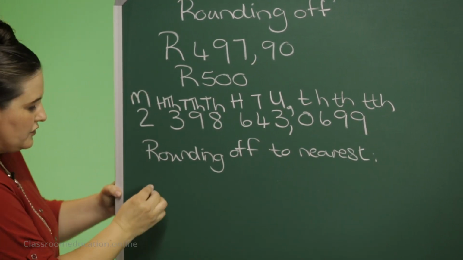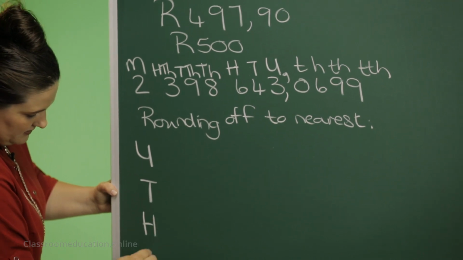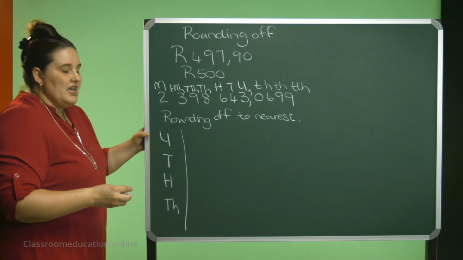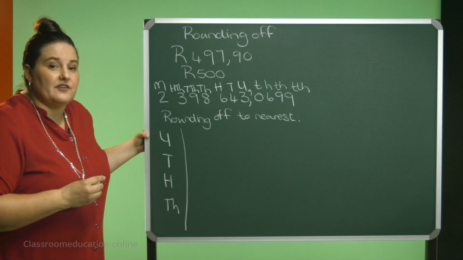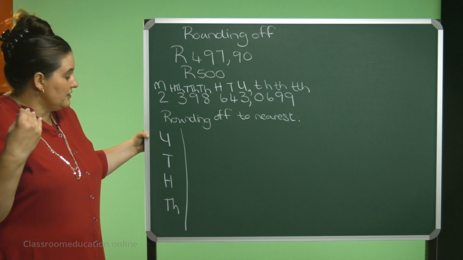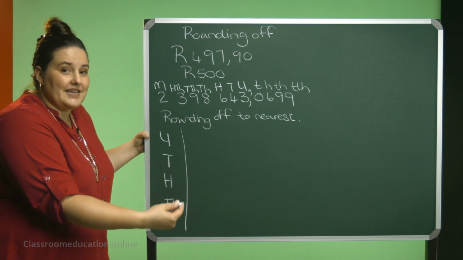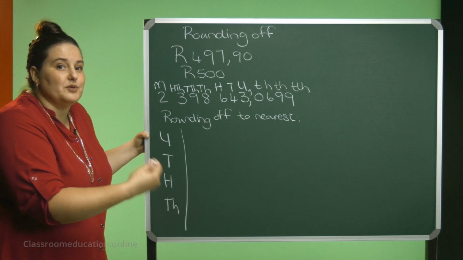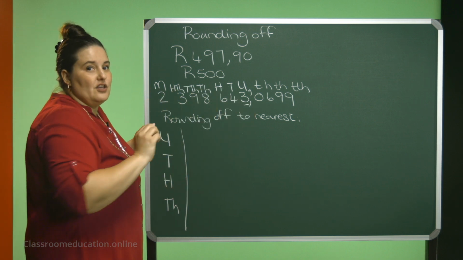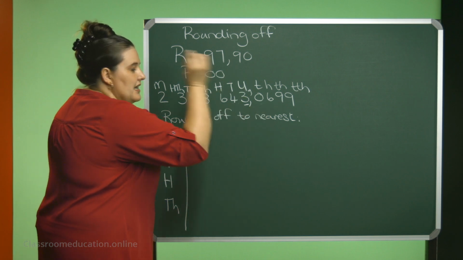Okay, let's round it off to the nearest unit, 10, 100, 1,000, and the rest we'll do on the other side of the board. If you need to round it off to the nearest unit, how do you go about it? It is very important that you look at the value on the right-hand side of the rounding position. The rounding position here is the units. So the digit on the right-hand side is a 0.